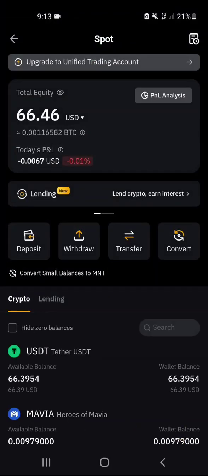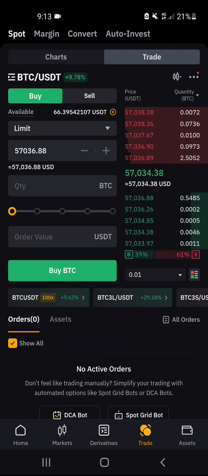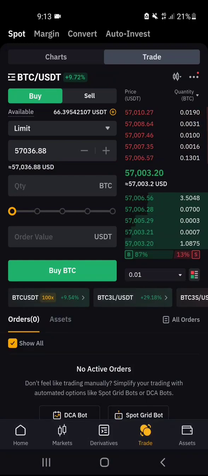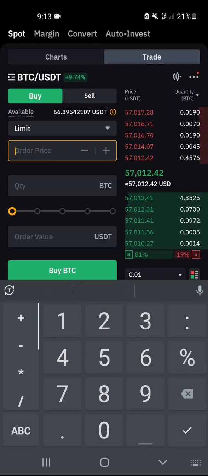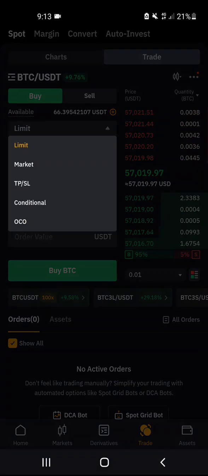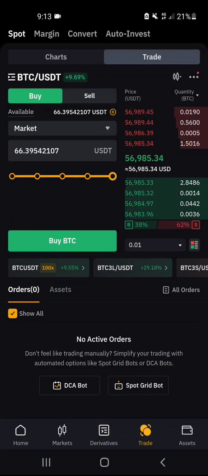If I go to the trading option, trade, here we go. If you want to sell, here there is a limit, and market price. If you sell $66 at market price and buy Bitcoin, you can do that immediately. That is the current market price.